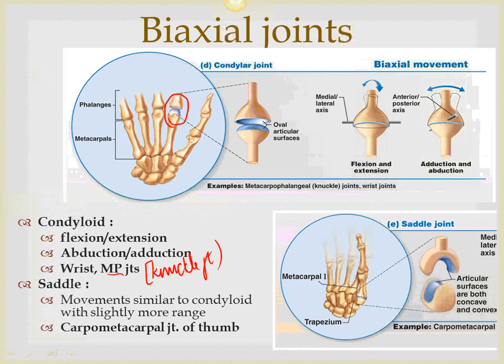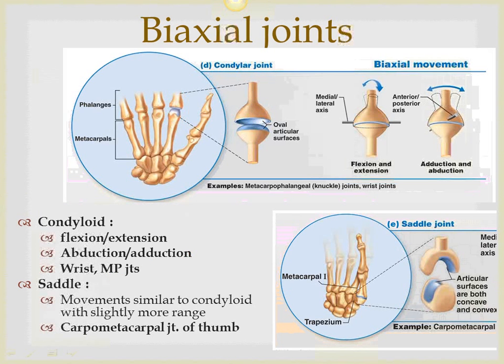So that movement occurs at this metacarpophalangeal joint, okay? So flexion is curling your fingers into your palm. Extension is when you uncurl them. Abduction is when you spread your fingers apart. Adduction is when you get them together.